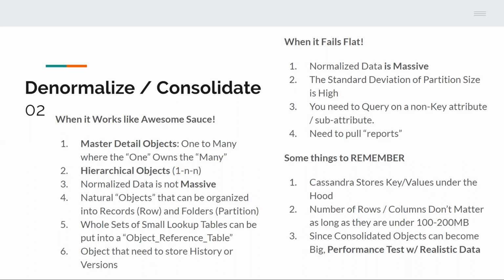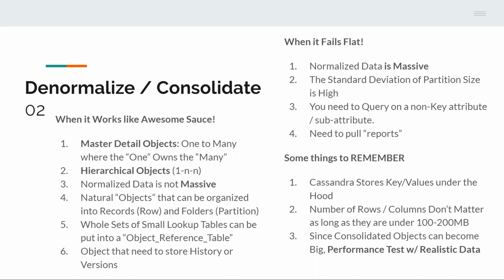So where does it fail? Well, when your normalized data is massive, it's gonna fail because it's gonna read a very big object. Another reason is when the standard deviation of partition size is high. It's a really fancy way of saying that some of your data is bigger than the rest of your data. And that's very possible, and we need to work around that.